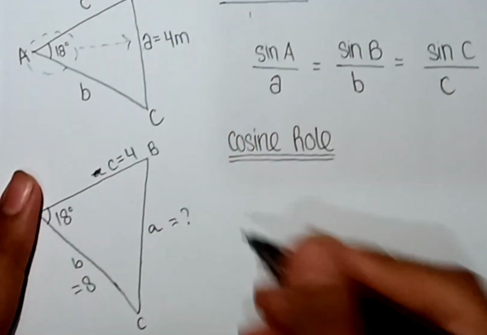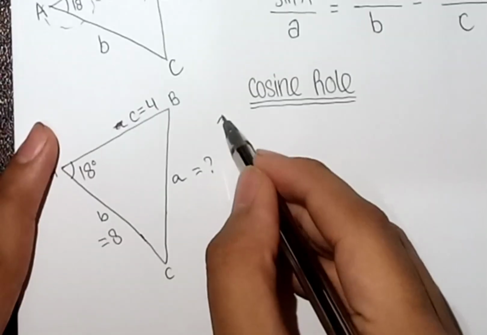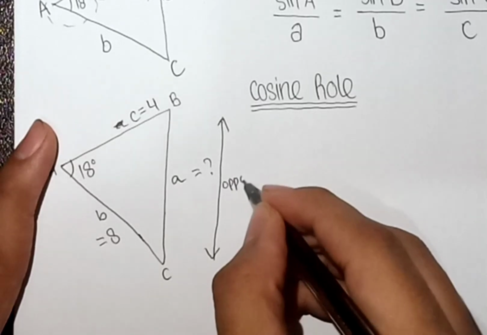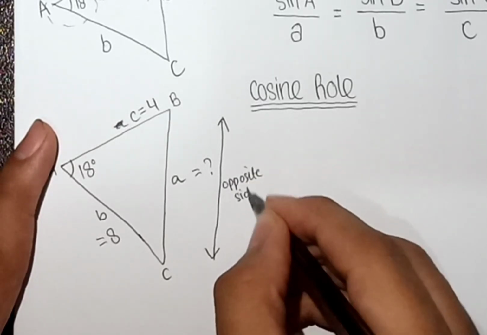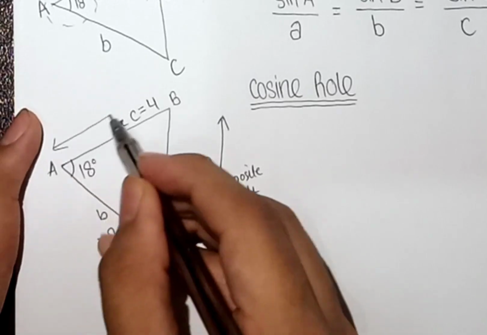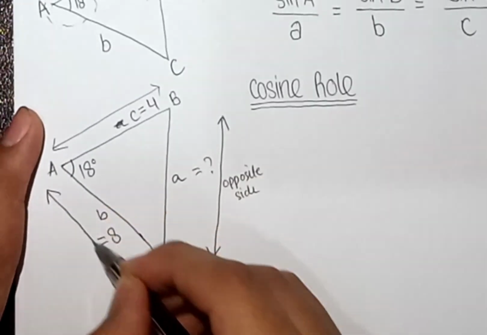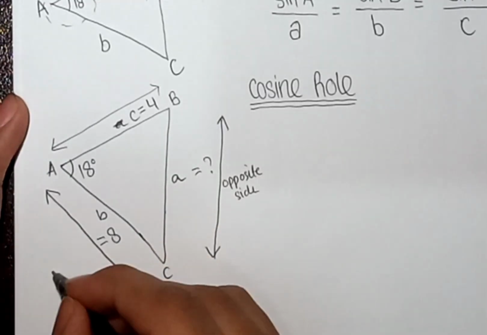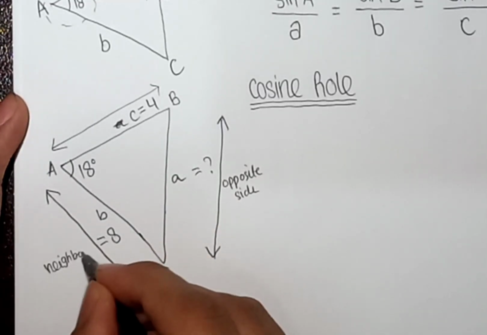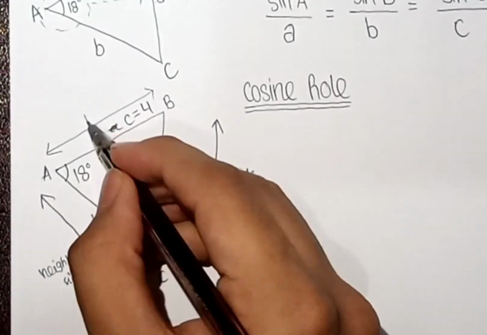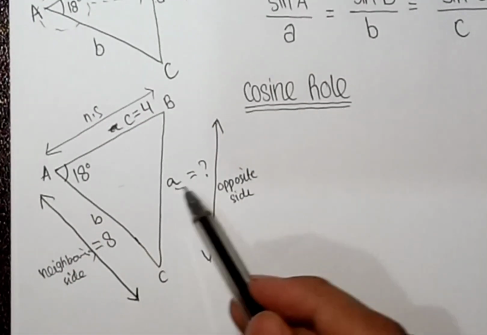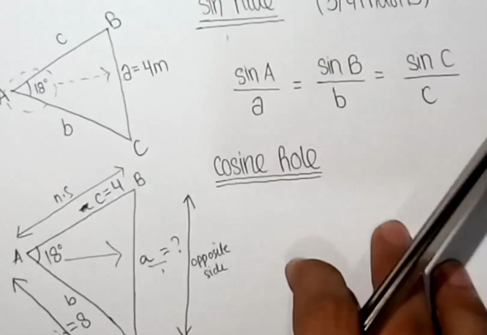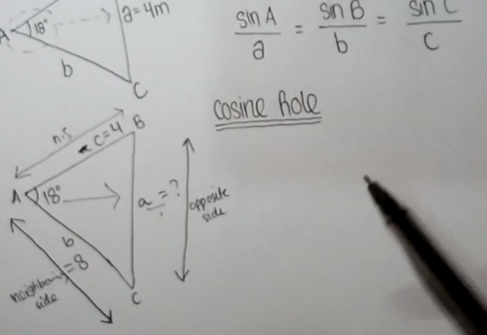Suppose this is the opposite side. And what about these? The two sides which I have drawn, with the angle at the center between them, are known as the neighboring sides. Wherever they ask you about the side and the angle is given, but no side is given in front of it, so you are unable to apply the sine rule, then you need to apply the cos rule. What is the cos rule?